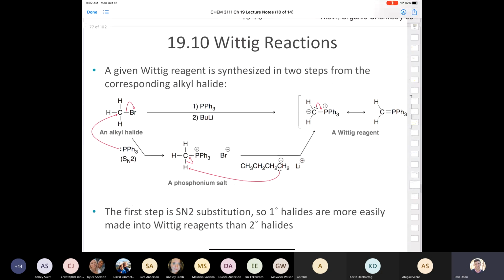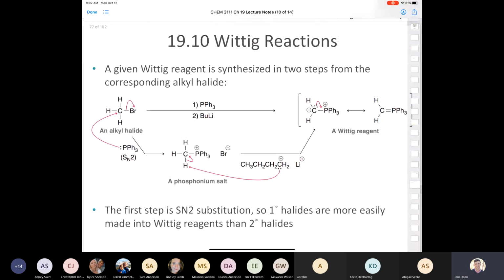Now, there we go. How would you go about making a Wittig reagent, the ylide? So we call that a Wittig reagent, and it's actually a two-step synthesis. It's not that difficult to do, I guess depending on what Wittig reagent you want to make. But you take triphenylphosphine, so PPh3.